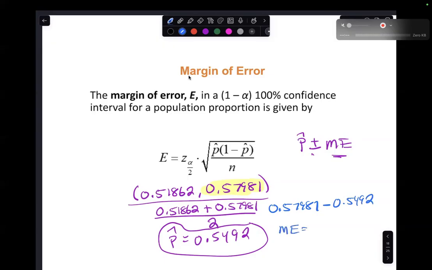Because the margin of error is how far away from your p hat you are, right? Okay. 0.57981 minus 0.5492. So I have 0.03, I'm just going to say 0.06, I guess. Yeah. So you're just going to have to kind of work backwards a little bit in order to find the p hat. So this number plus or minus that number is how you would write that. So you're just kind of working backwards. Questions about that?